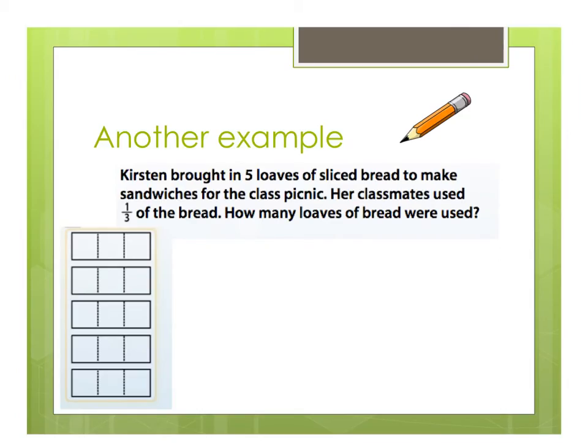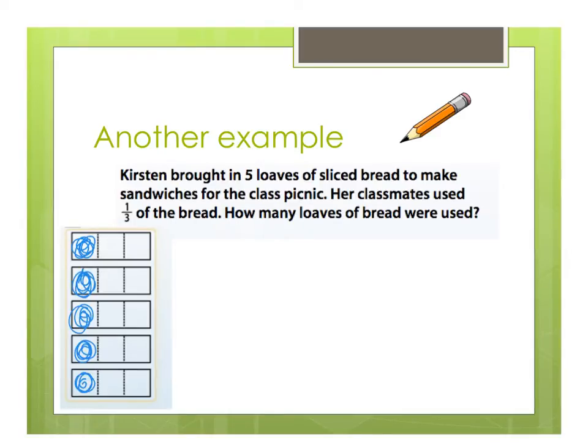Let's see another example. Kirsten brought in 5 loaves of sliced bread to make sandwiches for the class picnic. Her classmates used 1/3 of the bread. How many loaves of bread were used? First, let's use a model to separate 5 loaves of bread into 1/3. Let's shade 1/3 of each of the loaves. So here's a third, here's a third, here's a third, 1/3, 1/3.